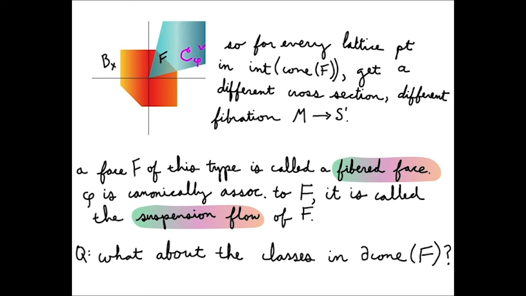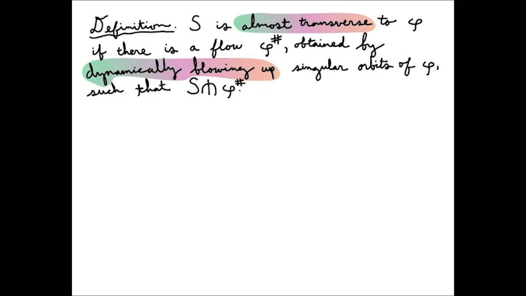One first guess about what these correspond to is, well, lattice points in the interior of the cone correspond to cross-sections, which are transverse to the flow and intersect every orbit. Things on the boundary, maybe they're transverse to the flow, but somehow miss certain orbits of the flow. And this guess is not that far off, but let's go further into it. A surface S is almost transverse to phi if there's a second flow, phi sharp, which we get by dynamically blowing up singular orbits of phi, such that S is honestly transverse to phi sharp.